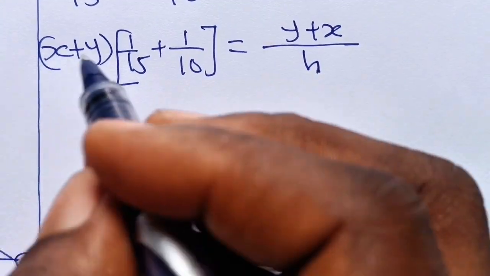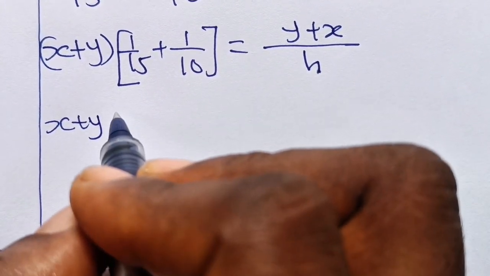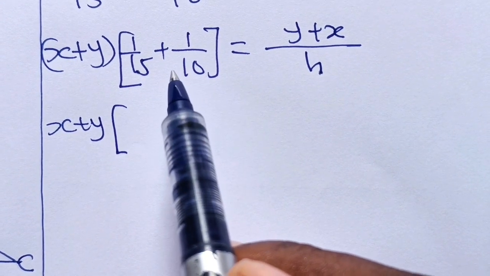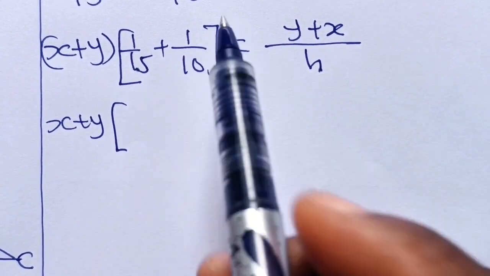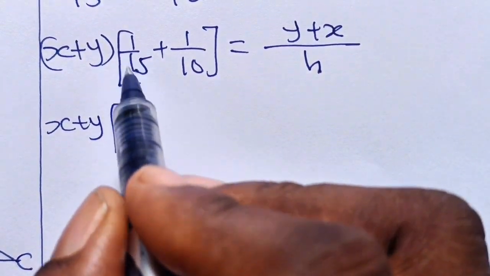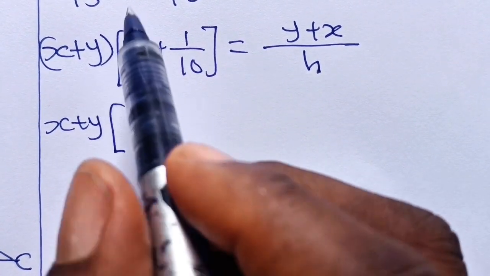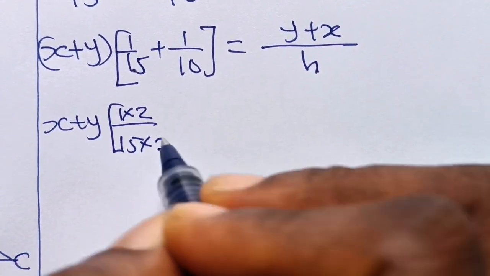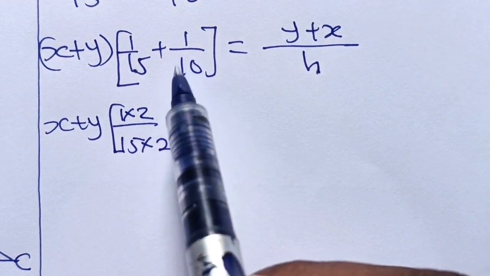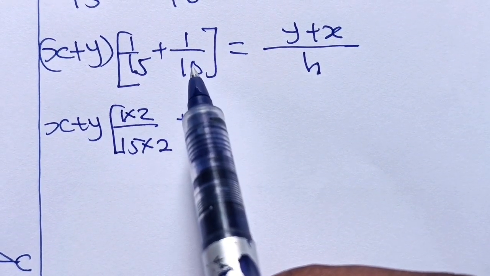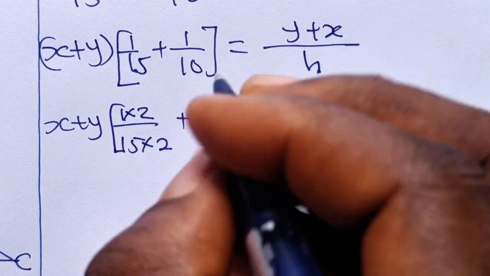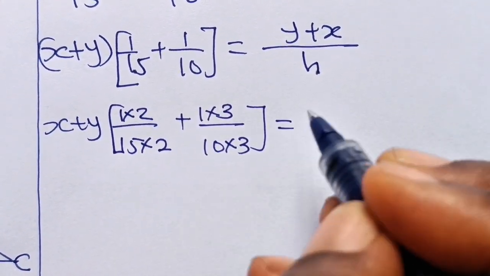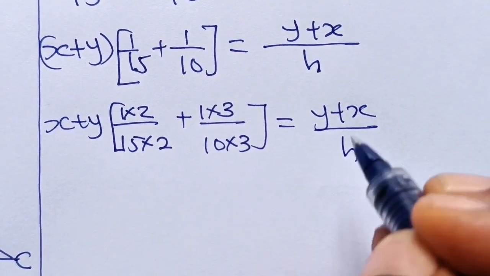All right, now let's solve. We have x plus y into, now the LCM of 15 and 10 is 30. Since their LCM is 30, what should we do to 15 to get 30? We multiply it by 2, so we also multiply the numerator by 2. So we are going to have 1 times 2 divided by 15 times 2 plus, now for us to make 10 into 30, we multiply it by 3, so we also multiply the numerator by 3. So it's going to be 1 times 3 divided by 10 times 3, is equal to y plus x divided by h.